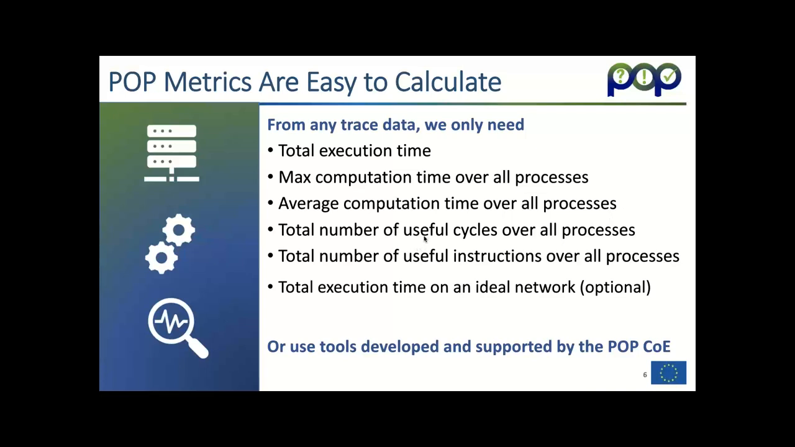And if in addition, you get the total number of CPU cycles and the total number of instructions of your application, then you will be able to calculate the scalability metrics as well. And finally, if you have the total execution time on an ideal network, so this is a kind of estimate, then you will be able to decompose all the parallel efficiency metrics as well. And the tools that we develop in POP can do this. So for all tools now, we have special plugins that will calculate those POP metrics for you.